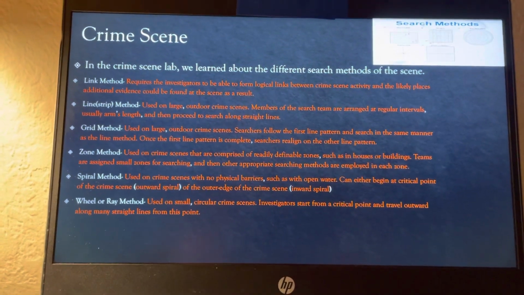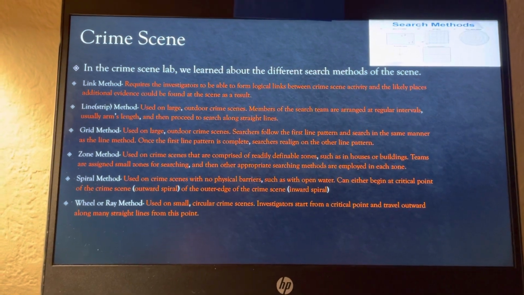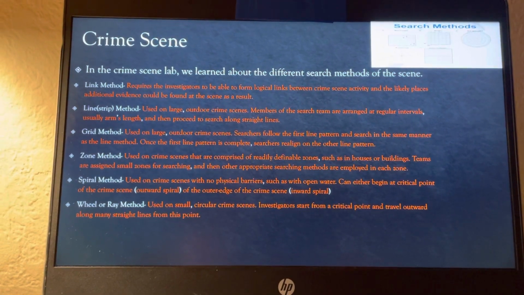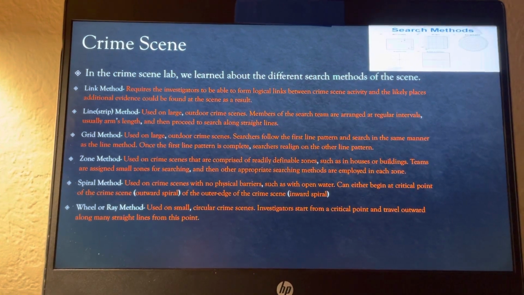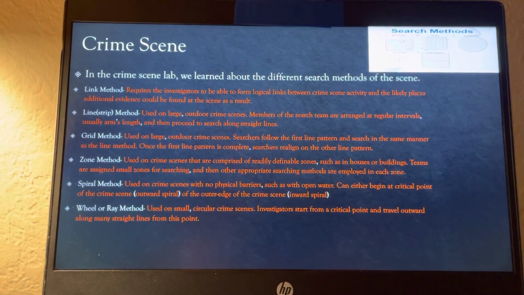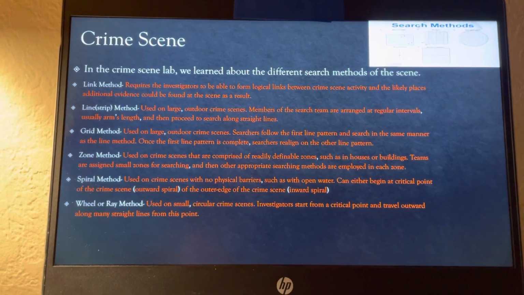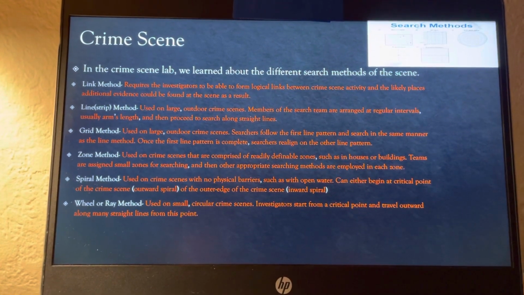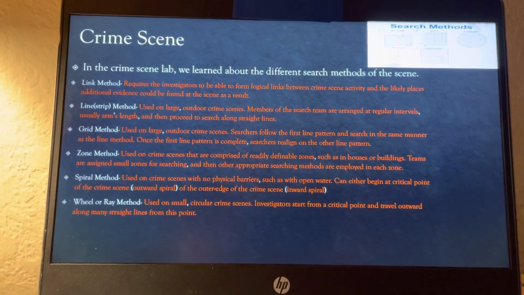Zone method is used on crime scenes that are comprised of readily definable zones, such as a house or buildings. Teams are assigned small zones for searching, and then other appropriate searching methods are employed in each zone.